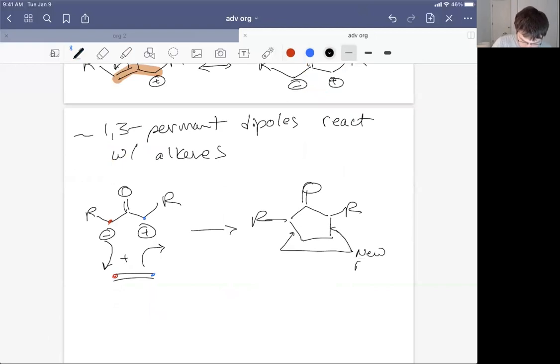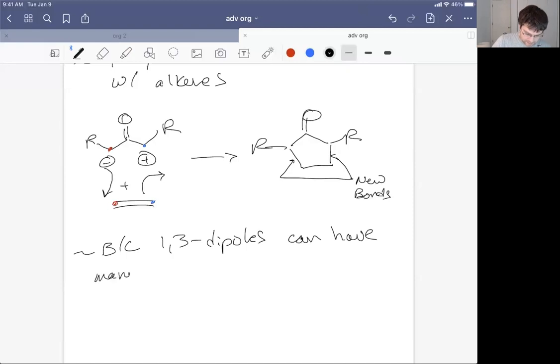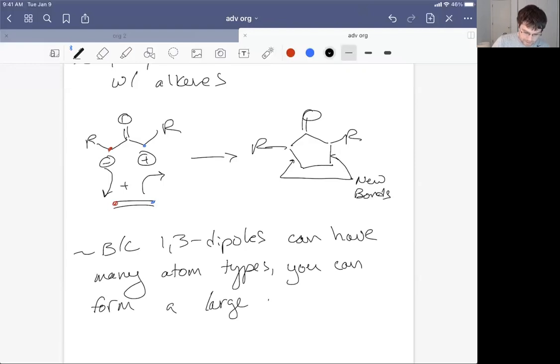Now, I really like these reactions, no matter what you want to call them, because 1,3 dipoles have the opportunity to introduce a lot of variety, and these reactions actually work pretty well. So because 1,3 dipoles can have many atom types, you can form a large range of products.